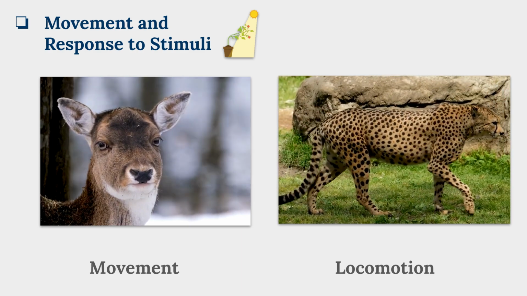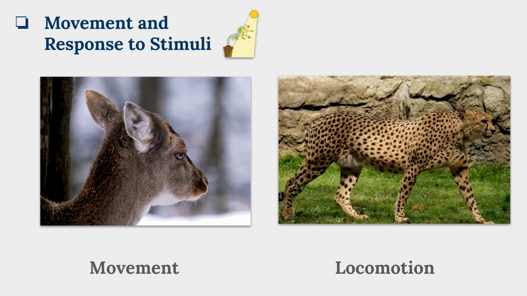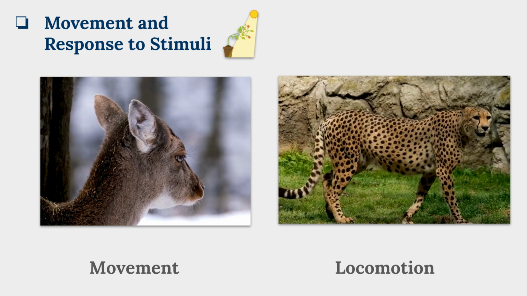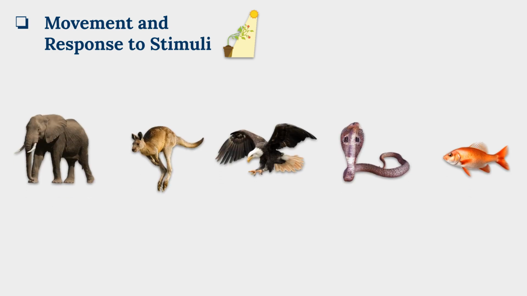All animals show locomotion. Animals move in order to find food, water and shelter, to protect themselves from enemies or to find a safe place for reproduction. Elephants walk, kangaroos hop, eagles fly, snakes crawl, fish swim. Thus, different animals have different methods of movement.